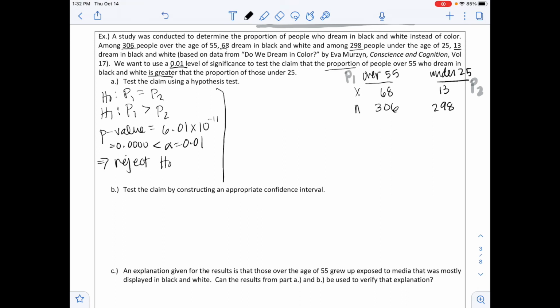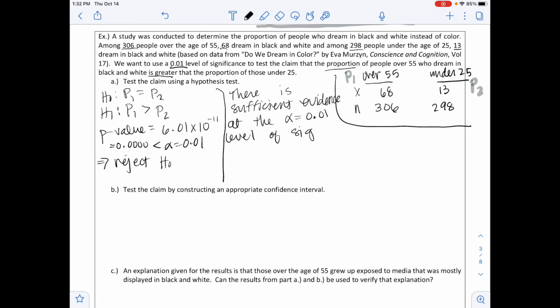So in conclusion, we can say there is sufficient evidence at the alpha equals 0.01 level of significance to conclude that the proportion of people over 55 who dream in black and white is greater than the proportion of those under 25.